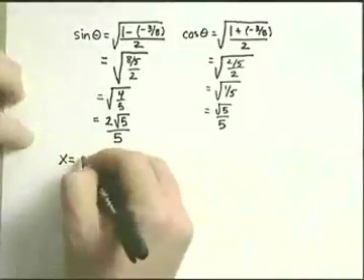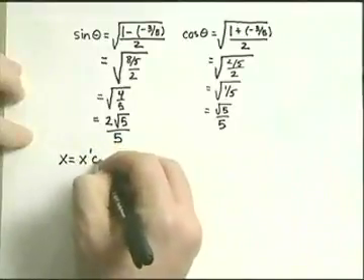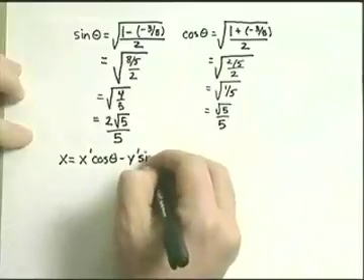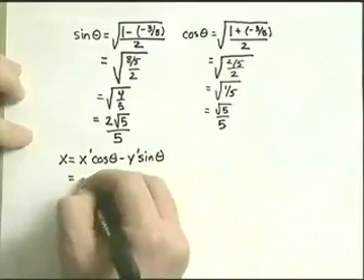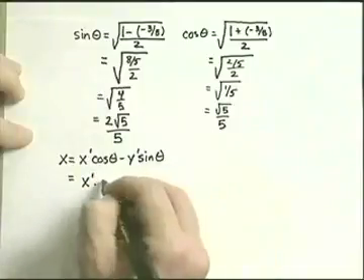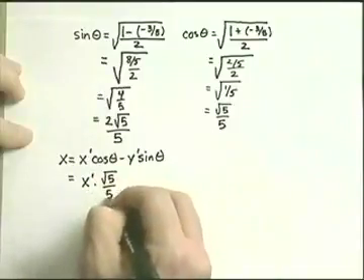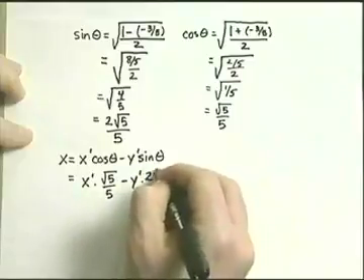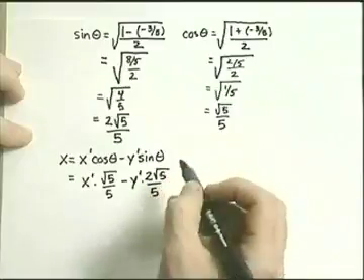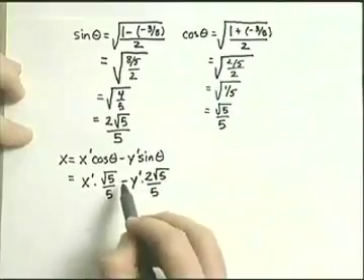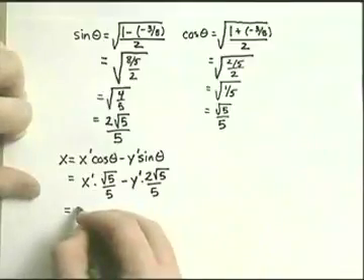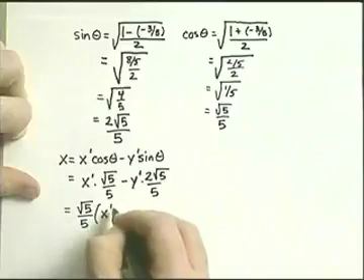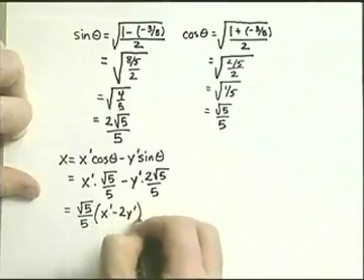Remember, x is going to equal x prime cosine of theta minus y prime sine of theta. So I have x prime cosine of theta, which is root 5 over 5, minus y prime sine of theta, which is 2 root 5 over 5. For simplicity's sake, factor out a root 5 over 5.